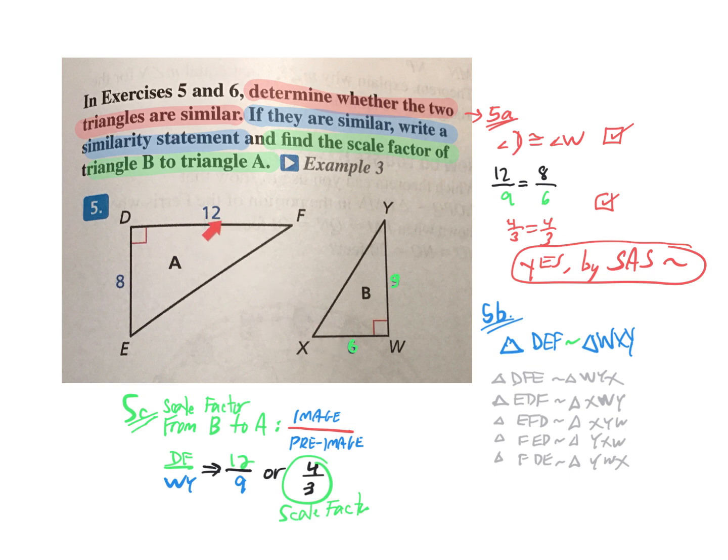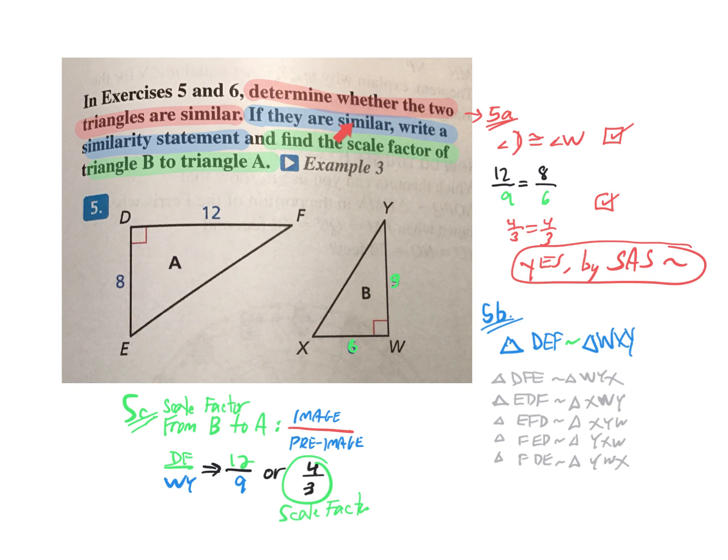So long leg of this triangle divided by the long leg of that triangle. Short leg of the left triangle divided by the short leg of the right triangle. These are both equal to 4/3. So they're proportional. So the angle included between the two sides, that angle pair is congruent, and the two sides are proportional. So yes, by the SAS similarity theorem, these triangles are similar.